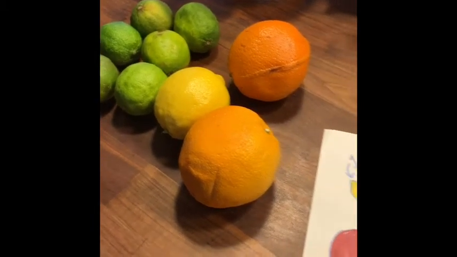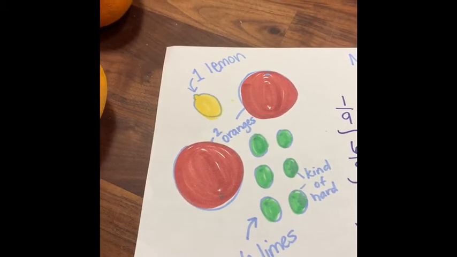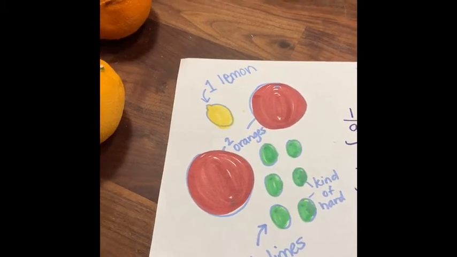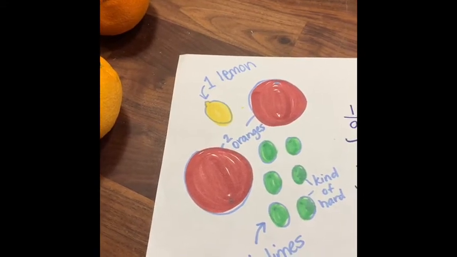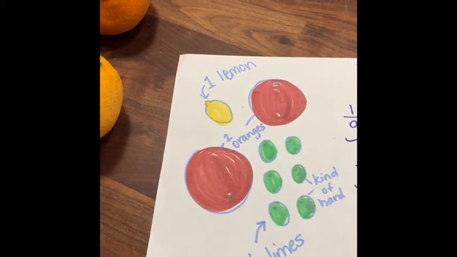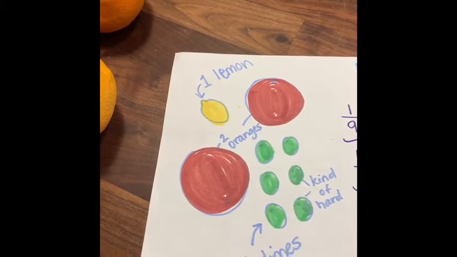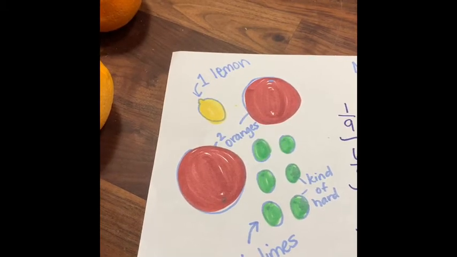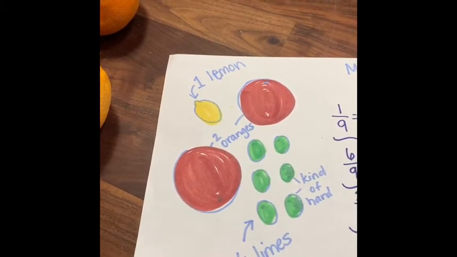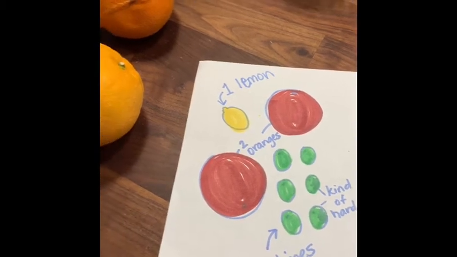So here's a picture of what I've drawn to just show my 1 lemon, 6 limes, and 2 oranges. I also jotted down that there are 9 total pieces of fruit because that's going to help me later when I'm making my fractions, because I know that that 9 is going to belong on the bottom of all my fractions. That bottom number, when you're talking about bottom numbers on a fraction, that number is called the denominator. Okay, so I know that 9 is going to be my denominator for my fractions because that's my total number of pieces of fruit.